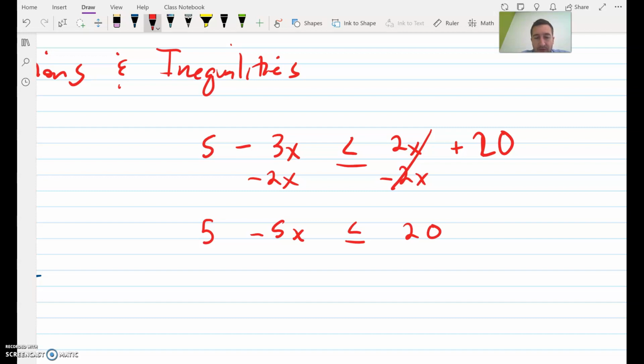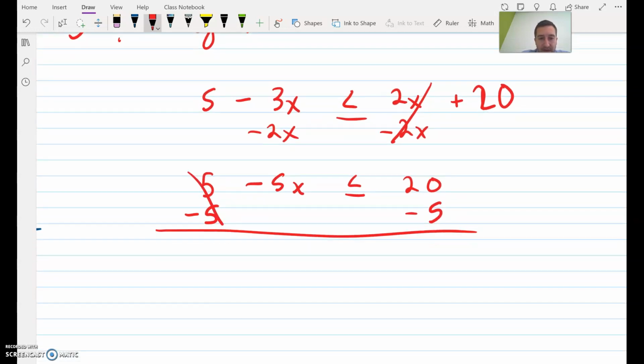Now, this is where a lot of you have messed up. Be careful. 5 minus 5x. That minus is in front of the 5x. It's not in front of the 5. So actually, this is a positive. That 5 is positive, so we need to subtract that 5 from both sides to get it to cancel, and we have negative 5x is less than or equal to 15.